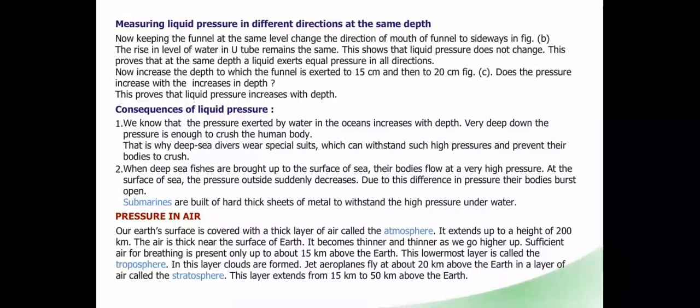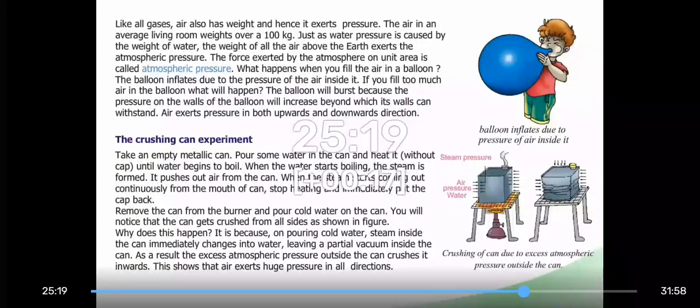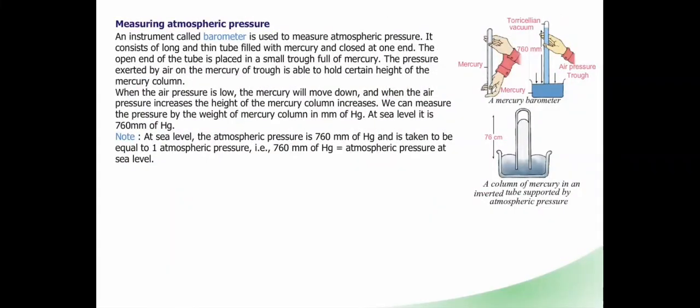Now, the second topic is pressure in air, and pressure in air is measured by an instrument known as a barometer. An instrument called a barometer is used to measure atmospheric pressure. It consists of a long and thin tube filled with mercury and closed at one end. The open end of the tube is placed in a small trough full of mercury, and the pressure exerted by air on the mercury of the trough is able to hold a certain height of the mercury column.